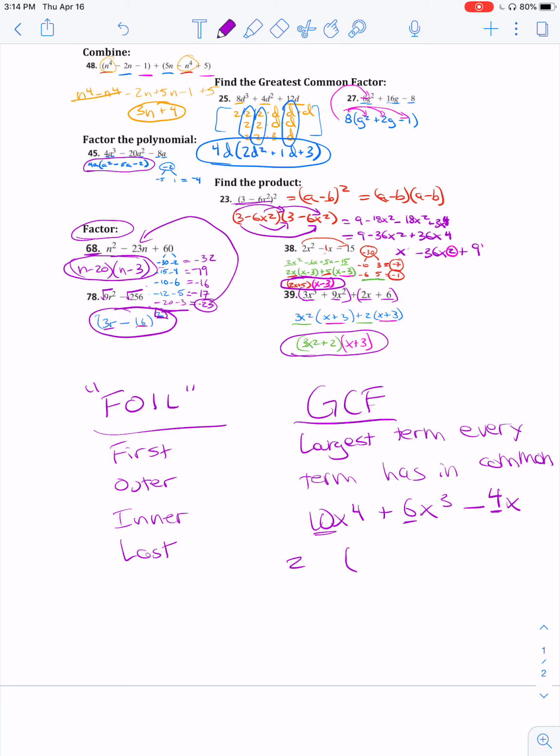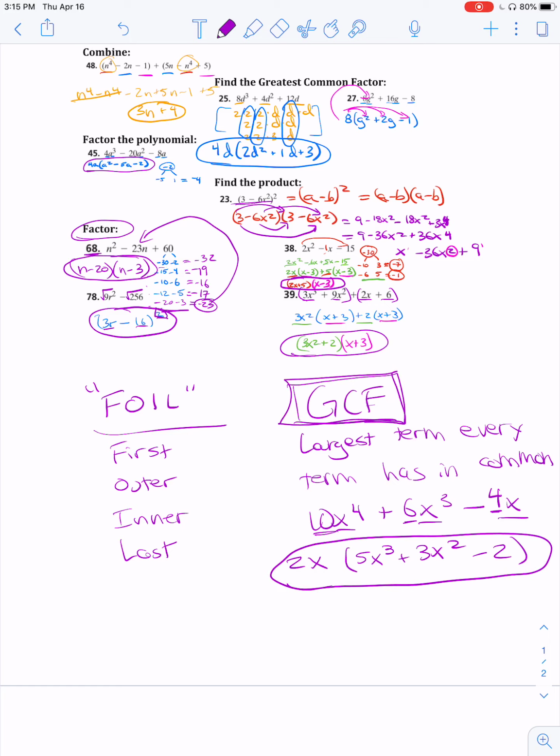And now what else do I notice? I notice that they all have at least one x term. So the 2 is going to have an x next to it. In the middle, we just put what we would multiply by to get back to that original expression. So 5x to the third plus 3x squared, and these are your exponent rules, minus 2. So that would be your final answer. So that's the greatest common factor.